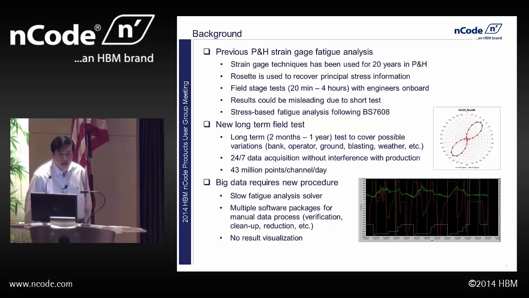The fatigue life calculation method we are using here: first, we follow the British standard 7608. This standard defines different joint classifications based on the principal stress direction and also the type of weld. It also gives S-N curves for each different classification.